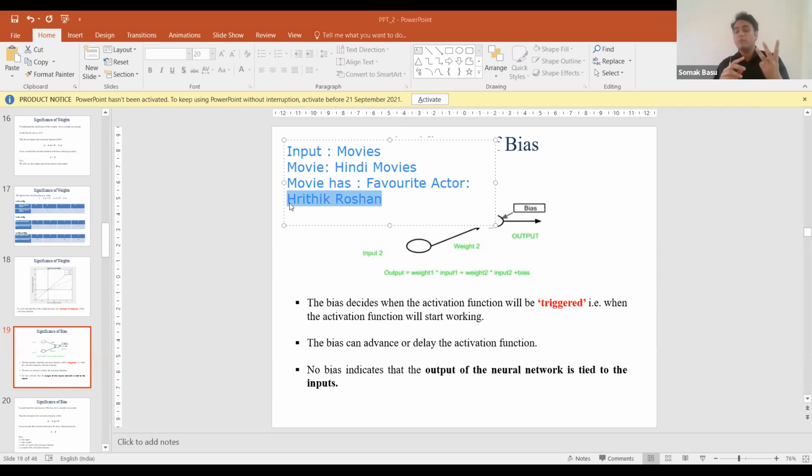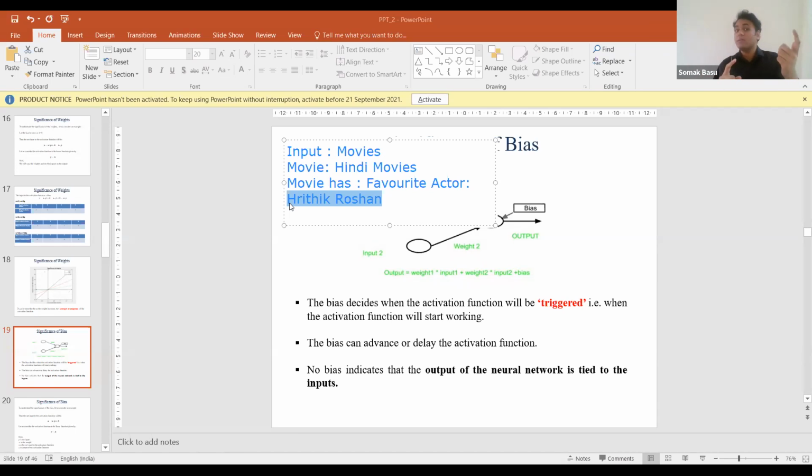So there can be three types of people. Category one, who will watch any movie that is released, Hindi, English, Punjabi, Marathi, Tamil, any movie, they'll watch any movie. Next, there can be some people who will watch only Hindi movies. So they'll not jump to watch a movie.